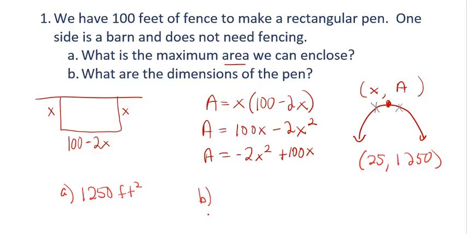Part B, what are the dimensions of the pen? That would be the length and the width. So you have to think about what happens if I plug those in. Well, x is obviously 25, and if I plug in 25 for this x, 100 minus 2 times 25 would be 100 minus 50. So that means this side is 50. So our dimensions for the answer to part B are 25 feet by 50 feet.